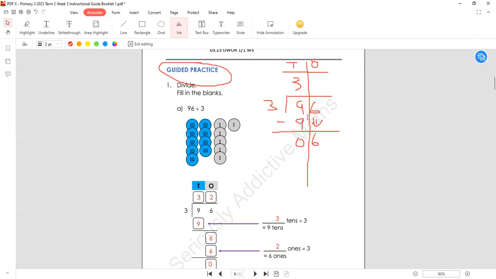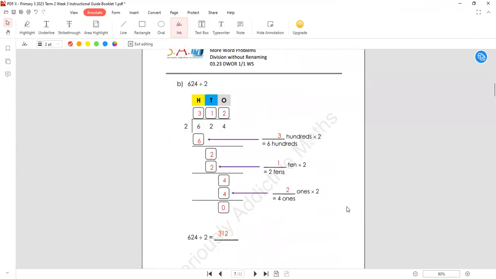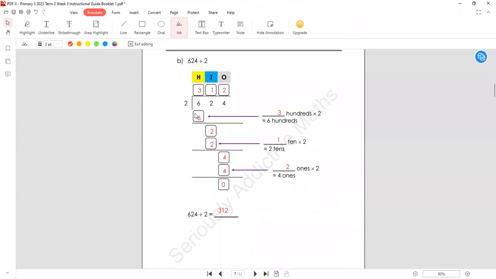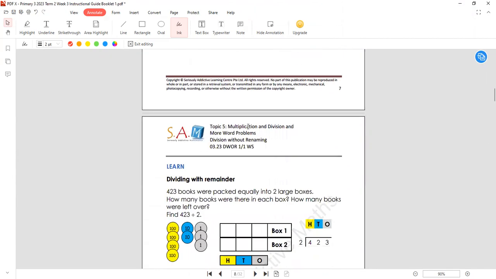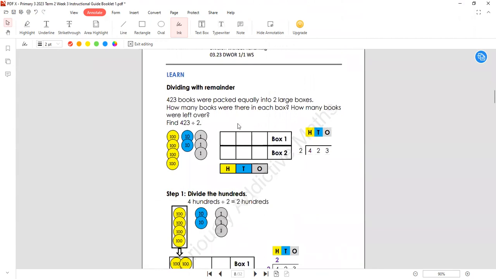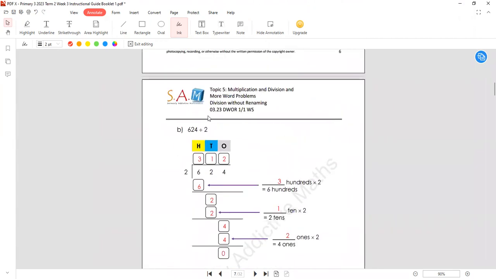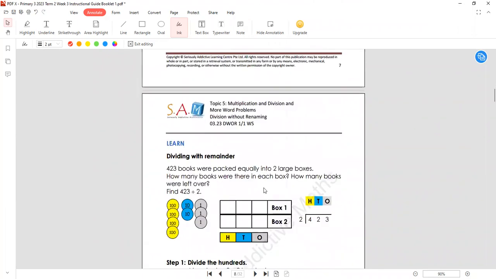Okay, and then now let's look at 6 here. 6 divided by 3 will equal 2 ones. So 2 times 3 equals 6. Ask them to write it down here. 0. This is a remainder, which in a sense means there's no remainder. So that's 32. Practice one more with them. This involves hundreds, and after that, we'll move on to with remainder. So make sure you do another practice with them on this one.